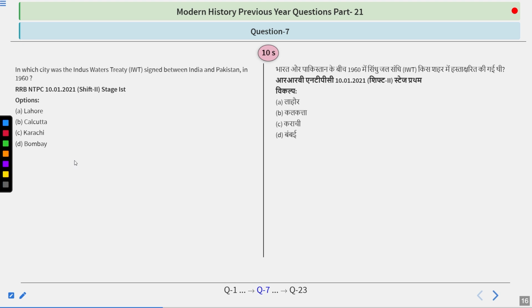In which city was the Indus Water Treaty signed between India and Pakistan in 1960? Options are Lahore, Calcutta, Karachi, Bombay. Very important question this is, and a moderate to high level question. So I guess the answer you are looking for is right.